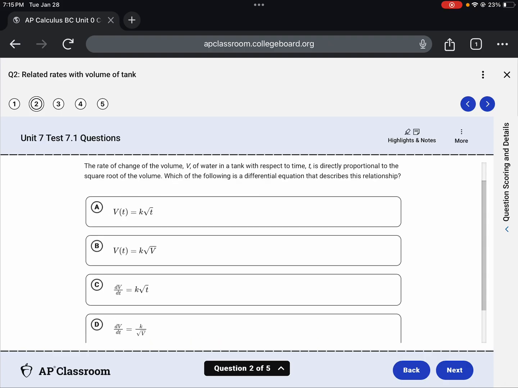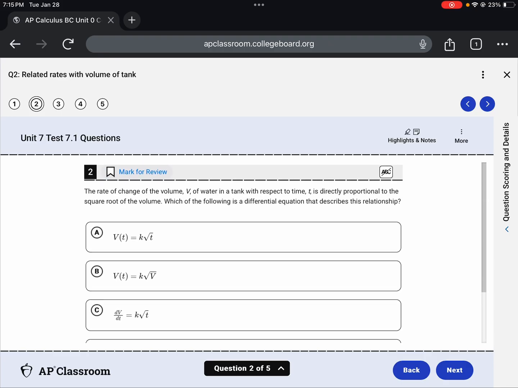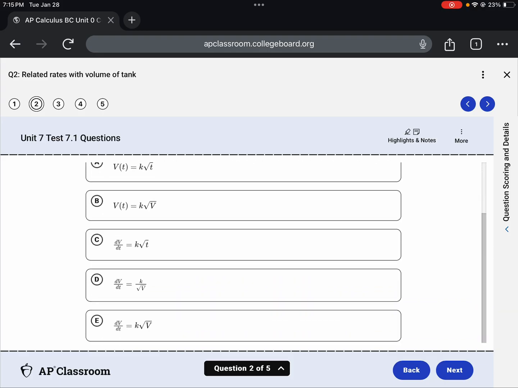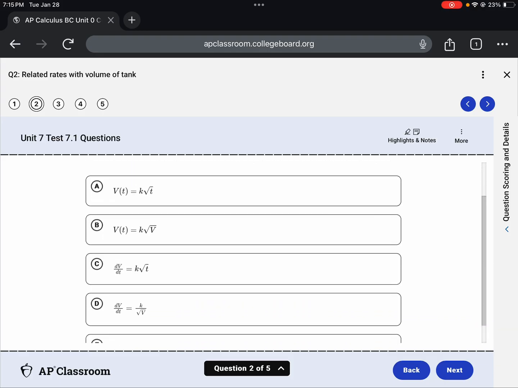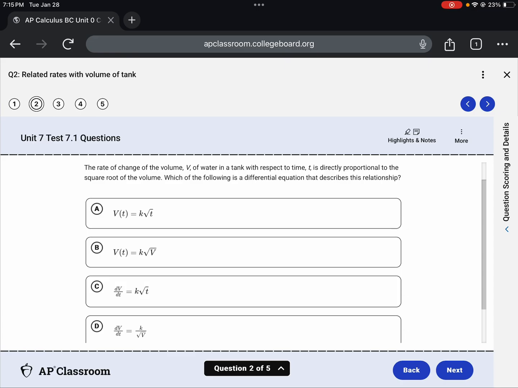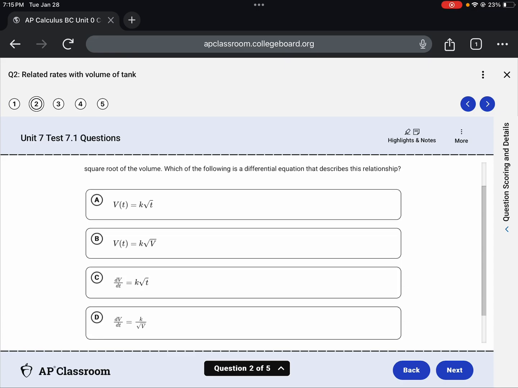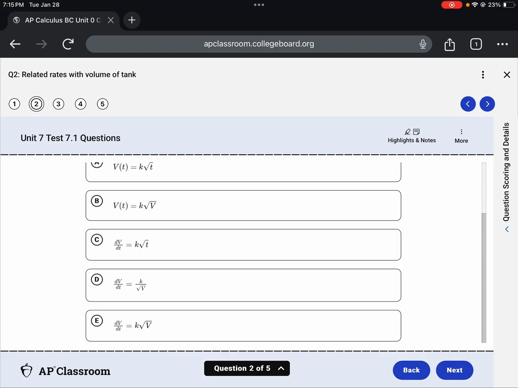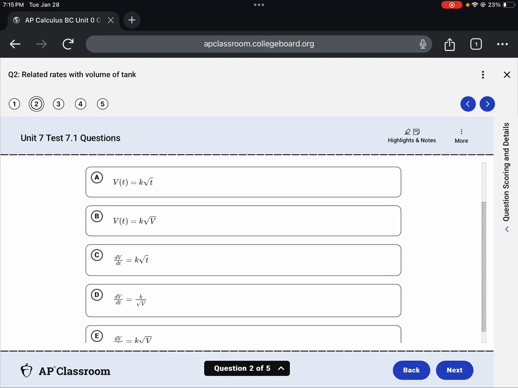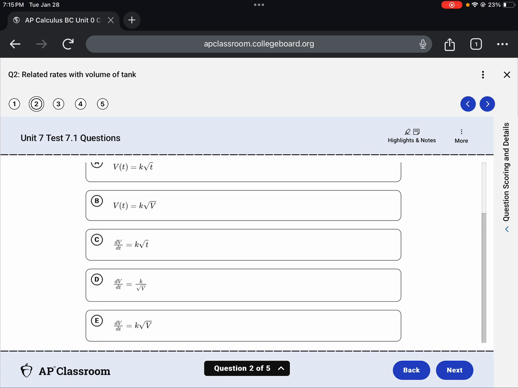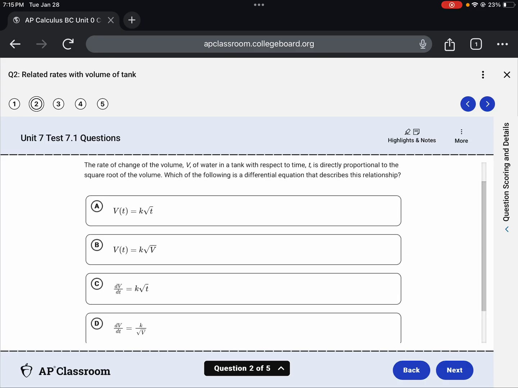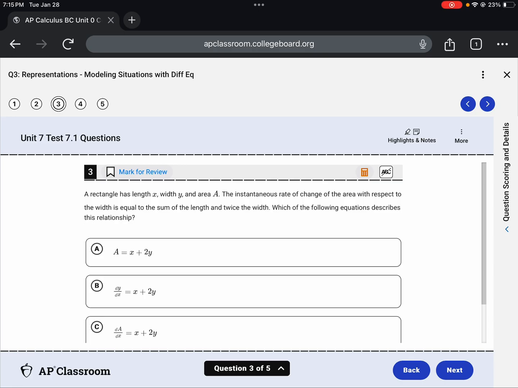For something like 2, you're just trying to match everything with the equation. So pay attention to the rate of change of something with respect to something. It says the rate of change of volume with respect to time. So that's going to exclude A and B since those aren't giving you derivatives. And then it says it's directly proportional to the square root of volume. So that'd be K times the square root of V. It's not going to be B because that's not a derivative. But you can see for E, that's K times the square root of volume, which is directly proportional to the square root of volume. So I'm not really sure if the rest of these are all too good.